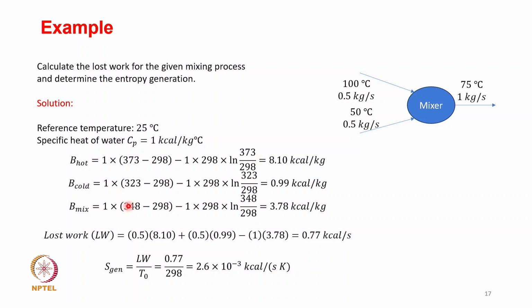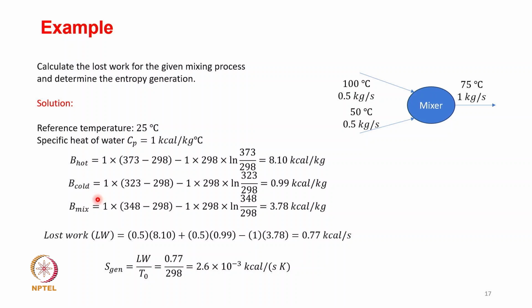So, B cold of course is the same thing: 1 times 323 minus 298 minus 1 times 298 ln 323 by 298. And B mixed, so 75 degrees, fine: 1 times 348 minus 298 minus 1 times 298 into ln 348 divided by 298. So, you get 3 expressions. And now those are only the B values, right.